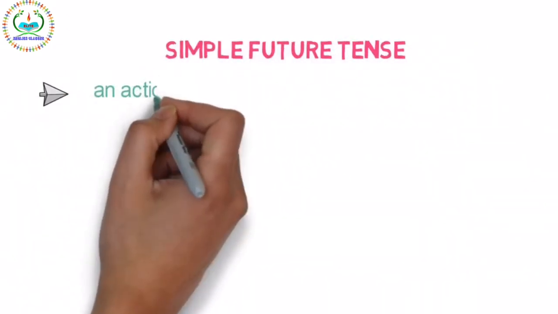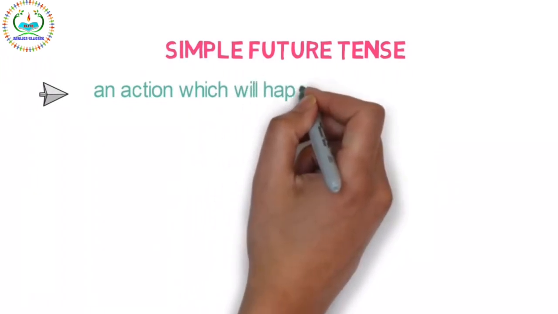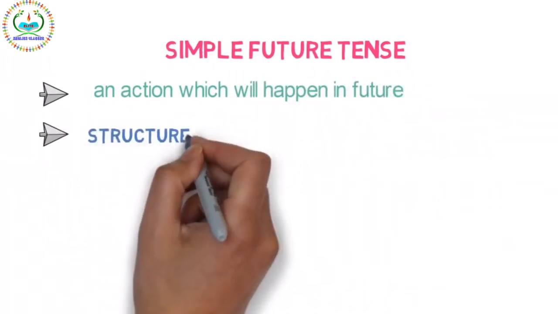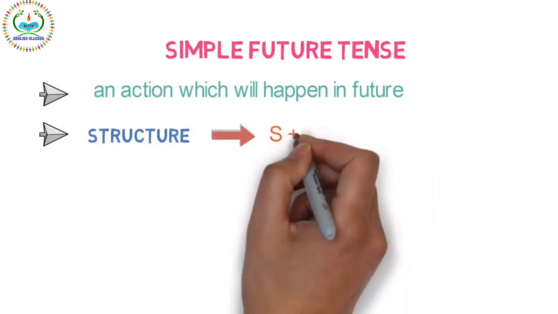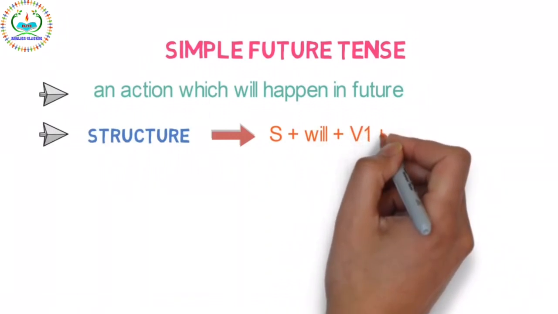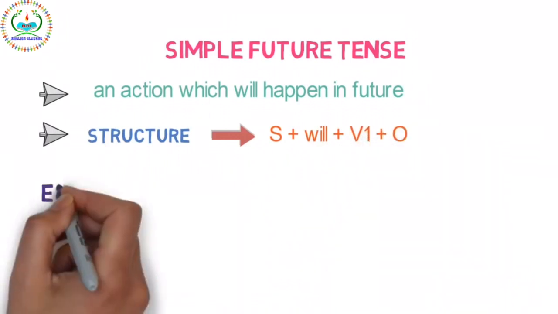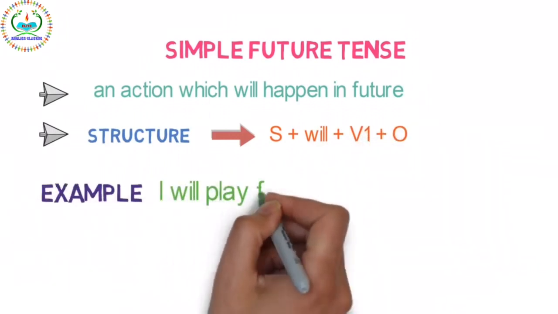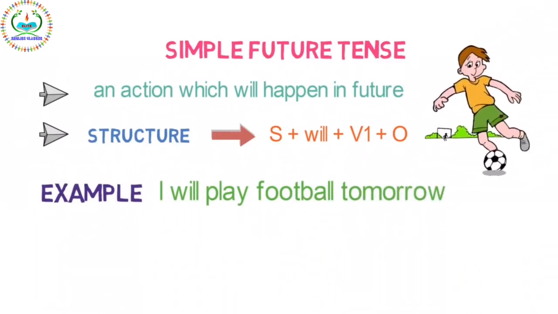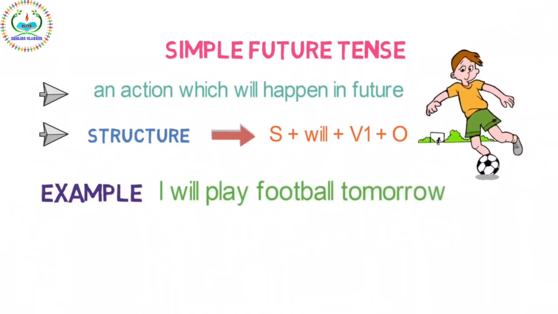Simple future tense. It refers to an action that will occur or happen in the future. The structure of the sentence is subject plus will plus verb's first form plus object. Example, I will play football tomorrow. Here, I am referring to an action that will happen tomorrow.